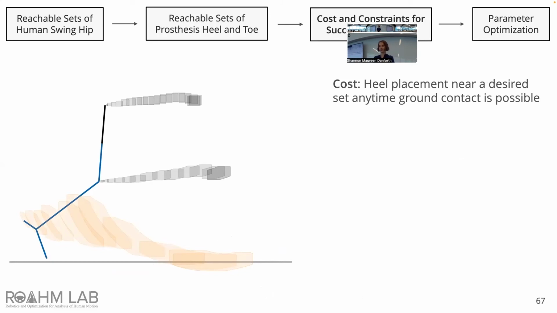So for our cost function, we want the heel to be placed near a desired set anytime ground contact is possible. But a question could be, how do we define a desired set for heel strike locations? And intuitively, we think that foot placement should depend on the hip anterior posterior motion. If you imagine having a very high forwards hip velocity, you might expect that you would need to place your foot out further in front of your body in order to maintain balance during walking.